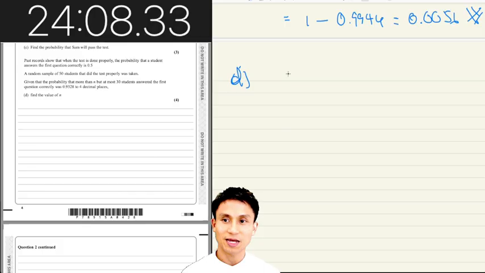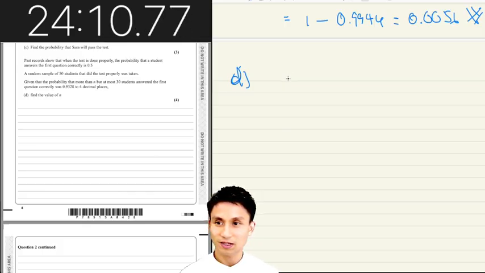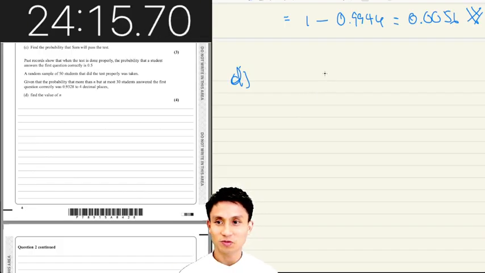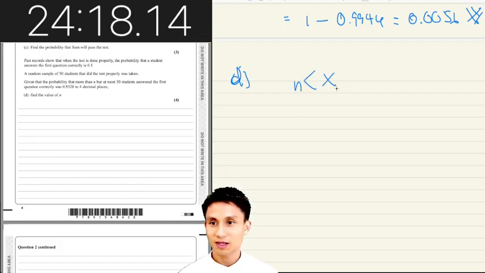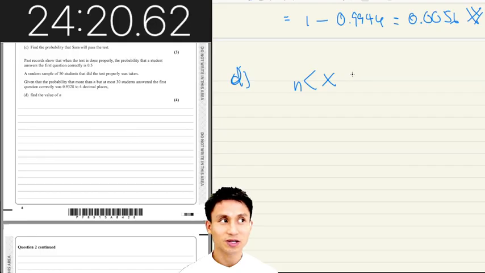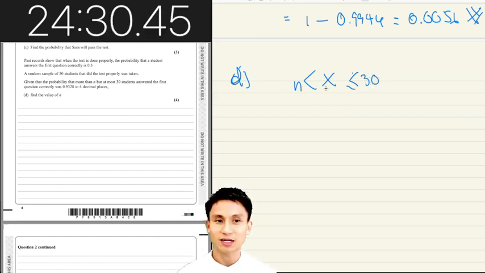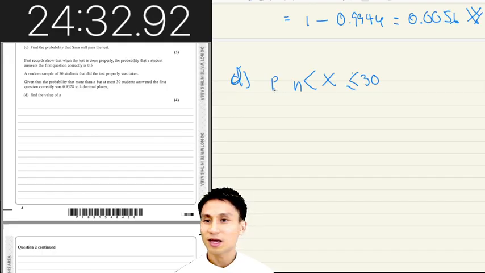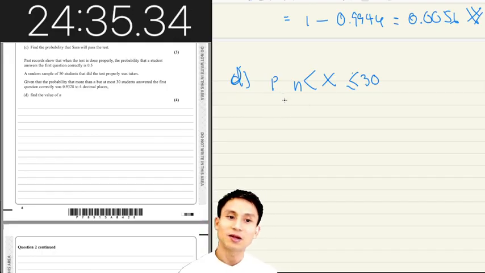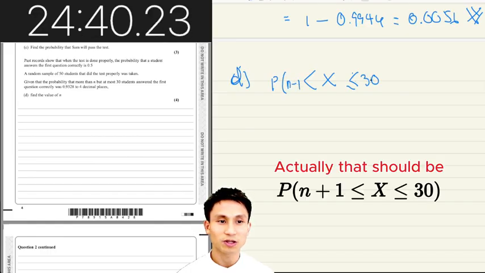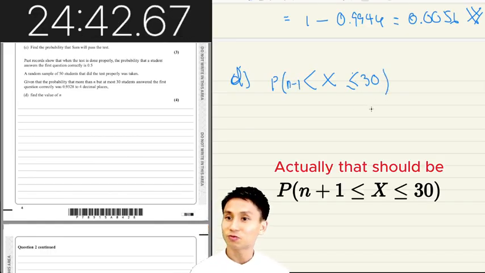A random sample of 50 students that did the test properly was taken, given that the probability that more than n but at most 30 students answer the first question correctly was that. Okay, so more than n but at most 30, so less than or equal to 30. So this is basically P, but you see more than n, so we got to go less than that by 1, right? So that's going to be n minus 1 there to the left. So we need this probability.